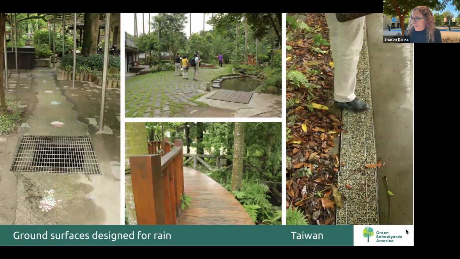And then all the ground surfaces at this school, which is in the mountains outside of Taipei, are designed for rain. And so they are educating kids about where the water is going. In that first picture, they have permeable surfaces in the middle top, elevated walkways in places where the water pools for longer, and then a lot of drainage solutions at different places that allow stormwater to soak in, but mosquitoes not to propagate, like that one on the far right with the gravel that keeps the mosquitoes out.